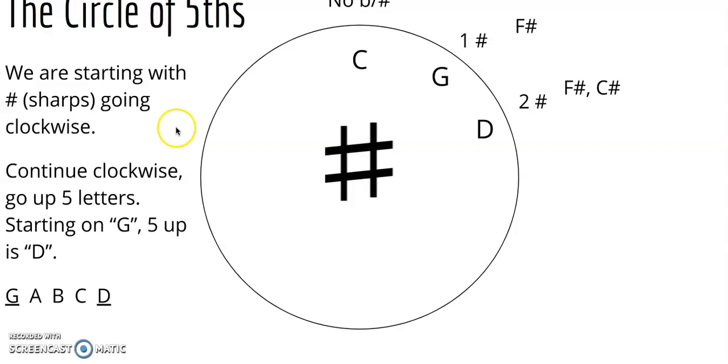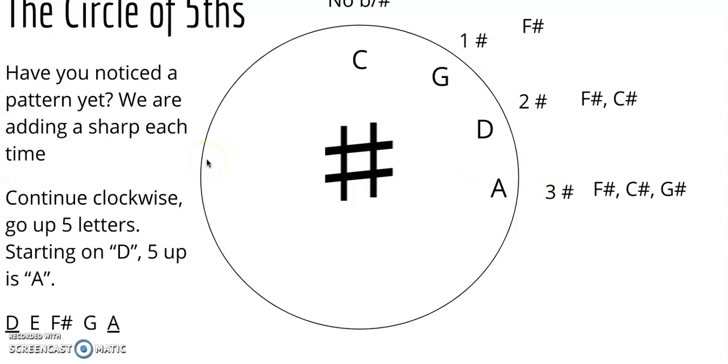Continuing clockwise, we'll go up 5 letters again. This time, we'll start on the G and go 5 up. 1, 2, 3, 4, 5. 5 away from G in the musical alphabet is D. The key of D has 2 sharps. They are F sharp and C sharp.